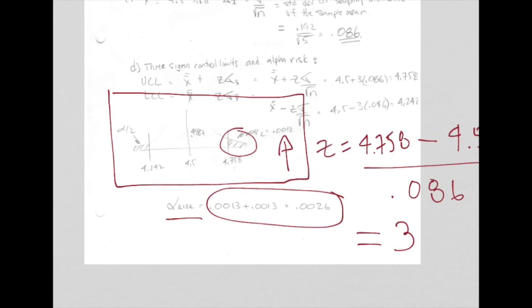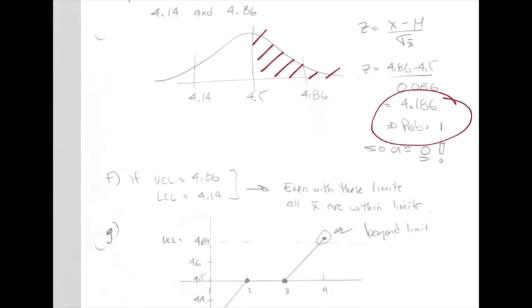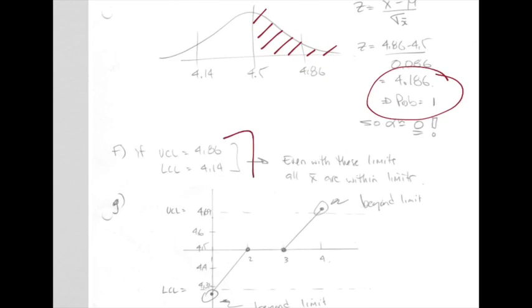right here. If you notice, the values we calculated here are well within those control limits. So even with those other control limits, all of these values, the highest one is 4.7, the lowest one is 4.3, fall within these limits. So everything is nicely in control, no problem.